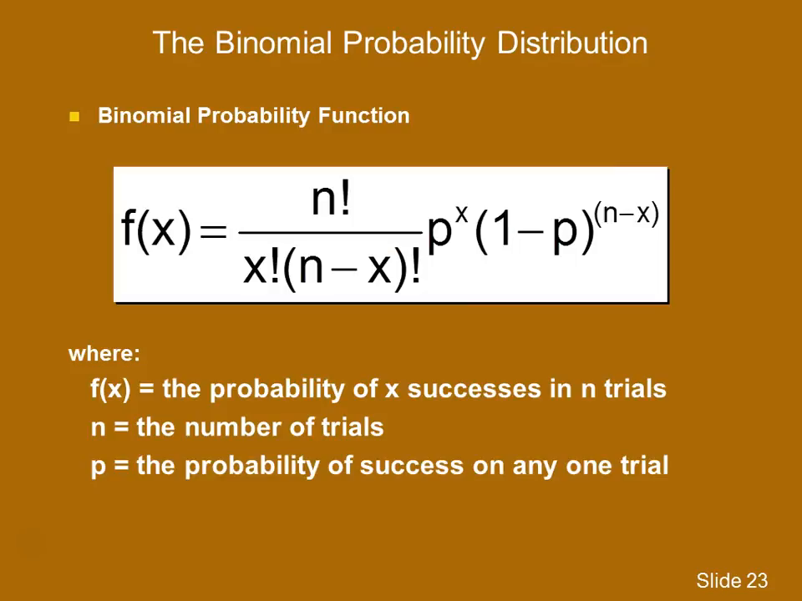Now, we want to know how to calculate the f of x's, the probabilities. And we do it with the binomial probability function, or I sometimes just call this the binomial formula. F of x is equal to n factorial over x factorial times n minus x factorial, times p to the x, times 1 minus p to the n minus x. Again, remember that f of x is the probability of x successes in n trials. N is the number of trials, and p is the probability of success on any one trial. And 1 minus p is therefore the probability of failure on any trial.